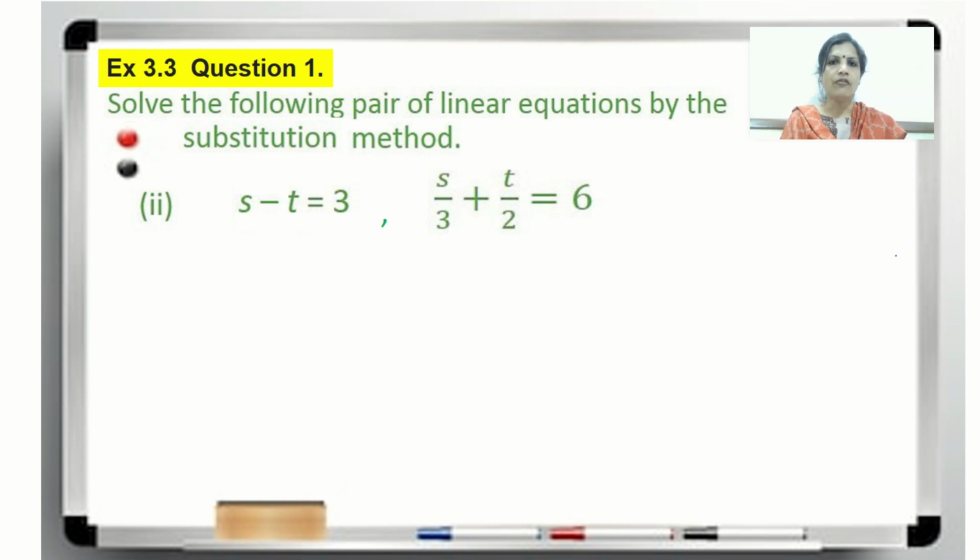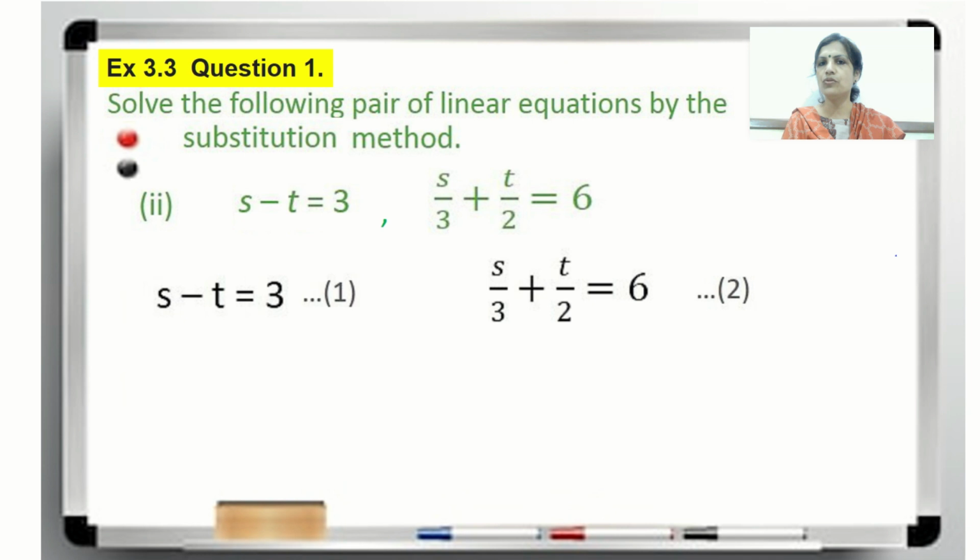So we are starting from question number 1, the second one from that. s minus t is equal to 3 and s upon 3 plus t upon 2 is equal to 6. Keep in mind, it's not necessary that the variables will always be x and y. It can be any variables, and here the two variables are s and t. So we will consider s minus t is equal to 3 as equation 1 and s upon 3 plus t upon 2 is equal to 6 as equation 2.